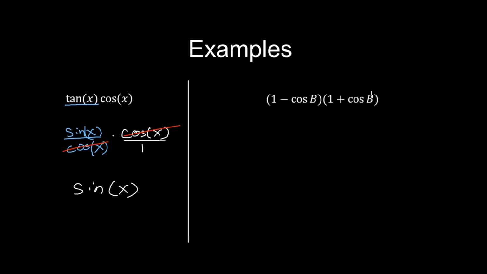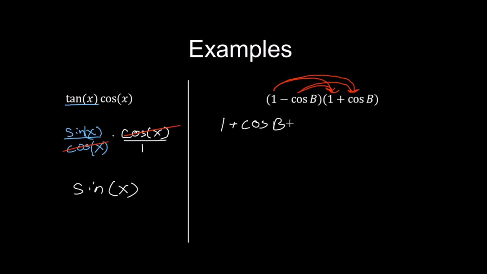You can, if you really wanted to, distribute across, or as some people would say, FOIL. We can go ahead and distribute these guys together. Also, well, let me go ahead and do it before I give you guys the trick. So 1 times 1 is 1. 1 times positive cosine of b is positive cosine of b.